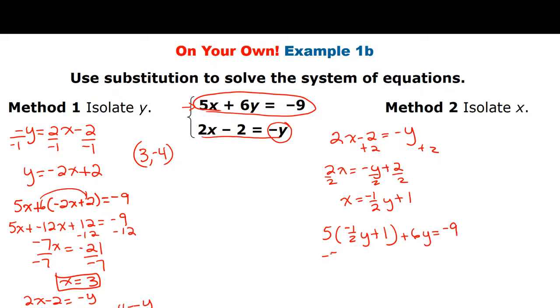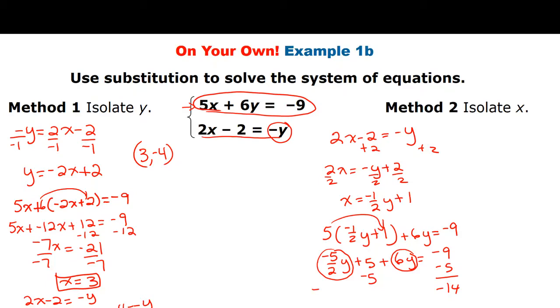Okay, so we end up with negative 5 over 2 y plus, distribute that, is 5 plus 6y equals negative 9. All right, I'm going to go ahead and move my 5 over to both sides. So now I end up with, we're going to just say that is negative 14 right now. All right, so we have a negative 5 over 2 y and a 6y. And I know I need a common denominator before I can just add those.